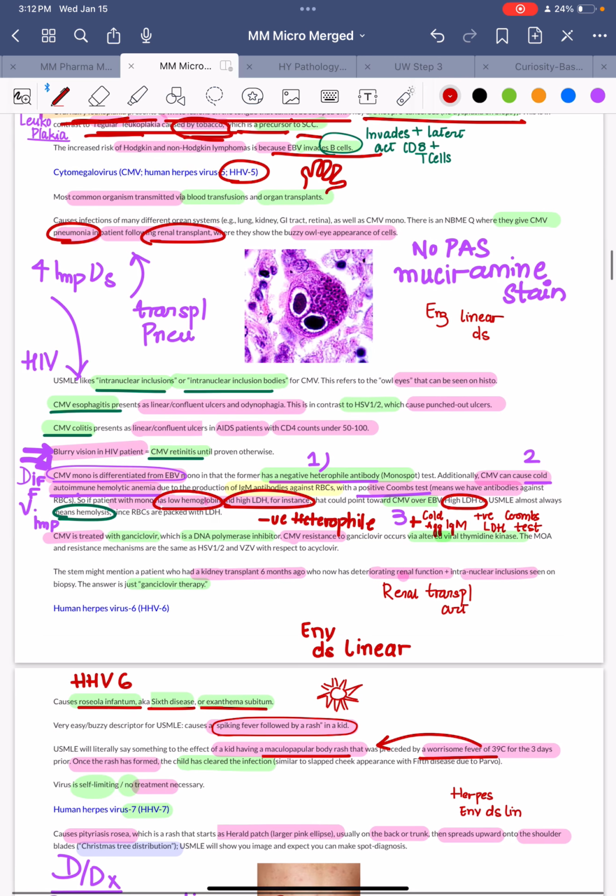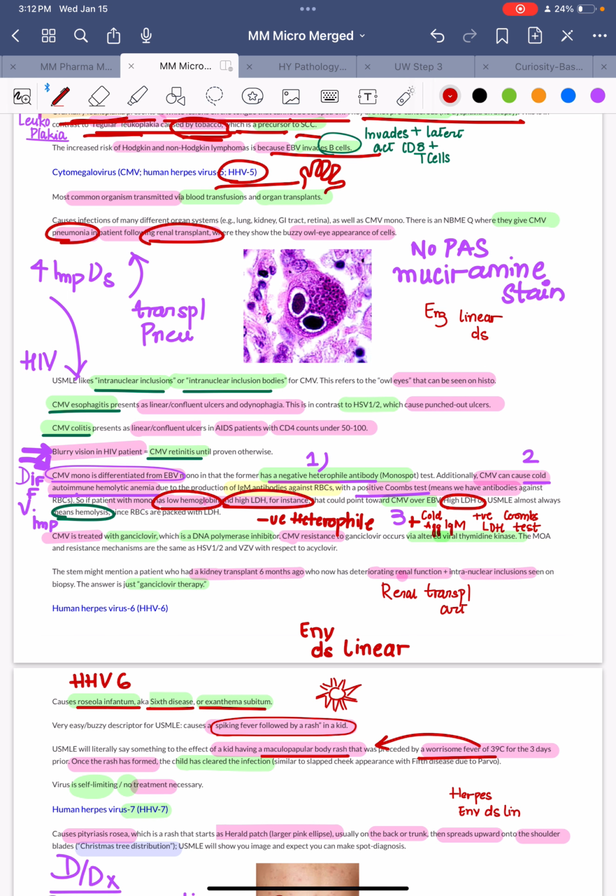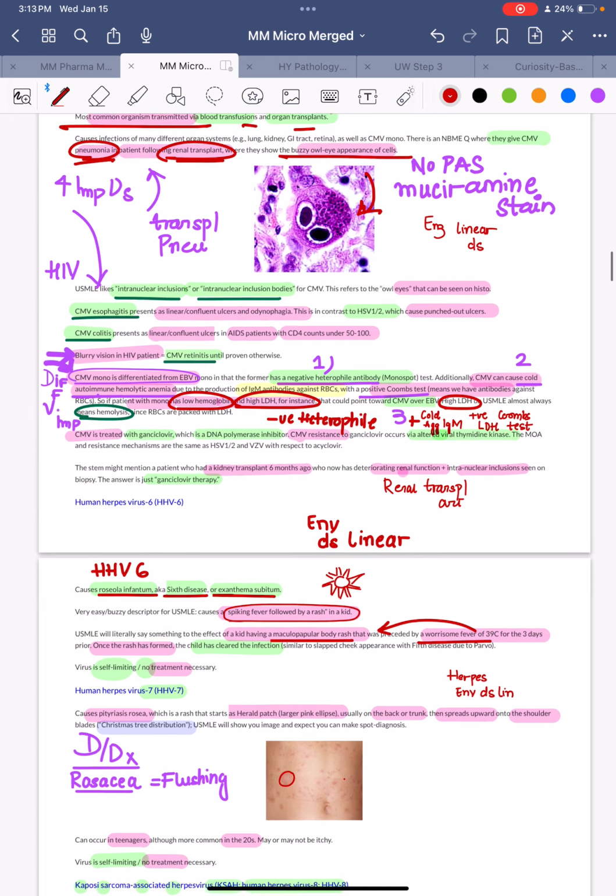Next, we have another HHV virus, which is HHV5. So let's see how this organism is commonly transmitted. It's commonly transmitted by blood transfusions and organ transplants. Suppose they give you a patient who has a renal transplant, and after it he develops pneumonia, and then they give you this buzzy image of an owl's eye appearance. Then the diagnosis would be cytomegalovirus causing pneumonia, which can alternatively be called HHV5.